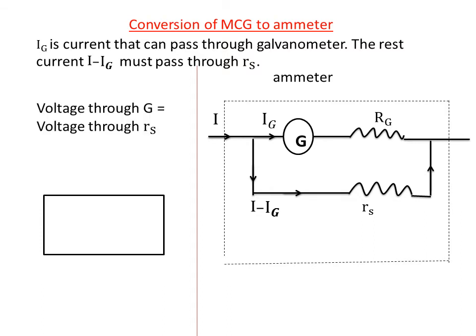Rg and Rs are parallel, so voltage through G, that is the galvanometer, must be equal to voltage through Rs. Voltage is current into resistance, so Ig into Rg is equal to, here current is I minus Ig into Rs. So we have Rs is equal to Ig into Rg by I minus Ig. So this is the resistance that must be connected in parallel to the galvanometer to convert it into an ammeter of range I ampere.